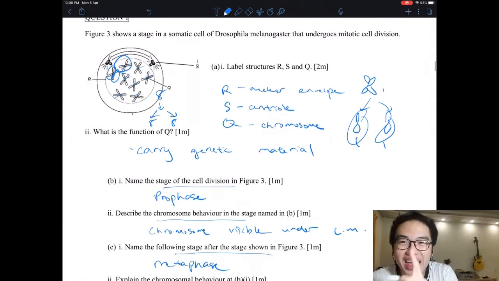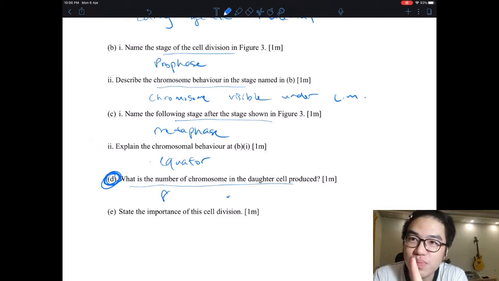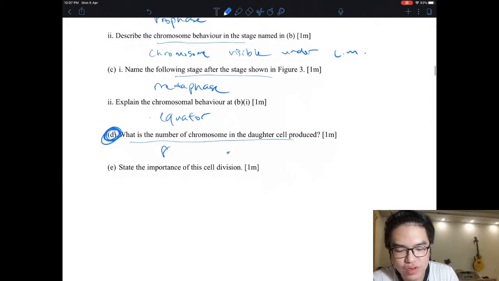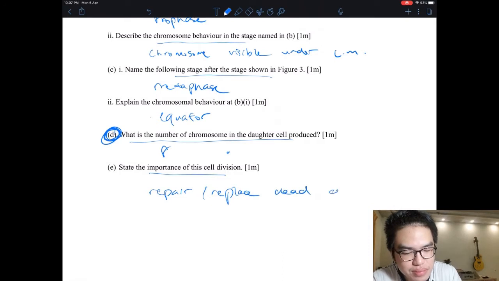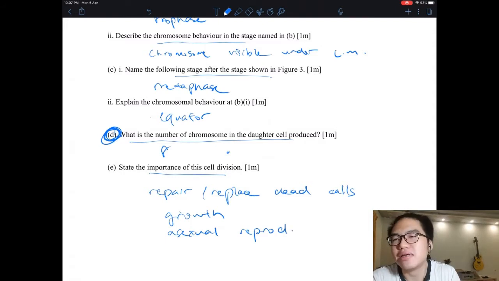All right, so 8 chromosomes here. So the number of chromosomes in the daughter cell is also 8. They just want the number, so just say 8. A lot of people get this wrong, so please don't. A very simple question. All right, state the importance of this cell division. What is mitosis for? To repair or replace dead cells. Growth. What else? What is that thing called? It's asexual reproduction. So many, just one would do.